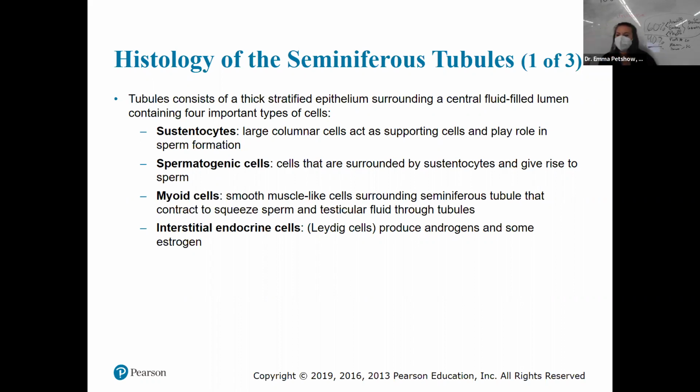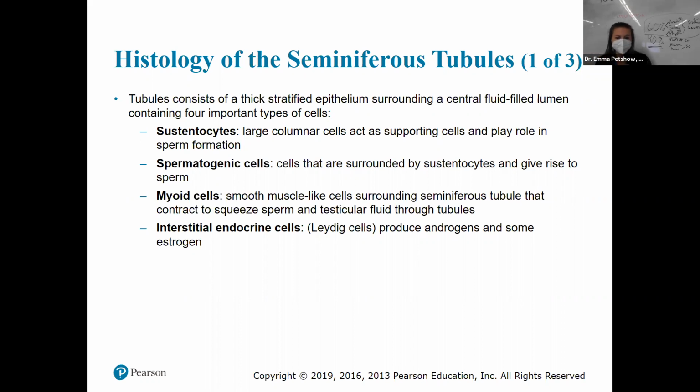So Sertoli cells are columnar cells. They're large, they're supporting cells, and they play a role in sperm formation. That's really all I want you to know. They're large and they're kind of the supporting actors. Spermatogenic cells are surrounded by Sertoli cells, but spermatogenic cells are the main cells that give rise to sperm. So you can think about spermatogenic cells being the ones that are really creating the sperm, and the Sertoli cells are standing next to them, supporting them, holding them up.